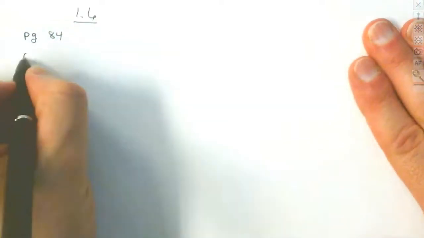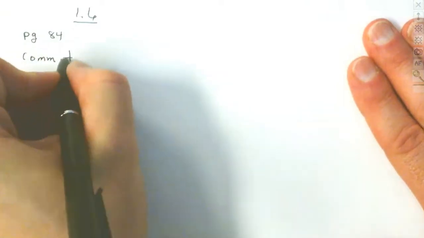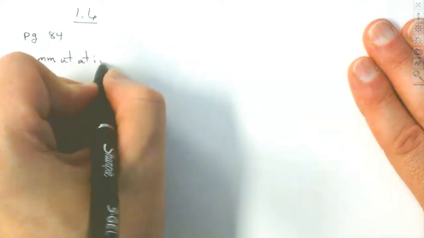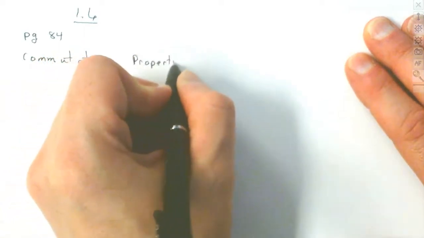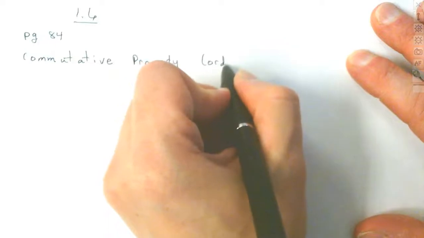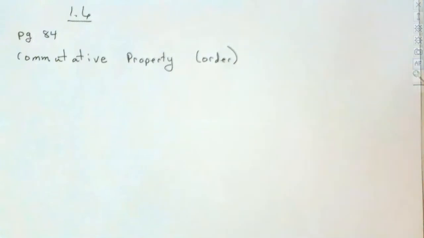Okay, so we're going to be looking again at 1.6, and we're going to be looking at the different properties. So the first one, and these are on page 84. The first one is the commutative property. Now, commutative property works with the order. So commutative property is all about the order. And we have a multiplicative one, and we have an additive one.